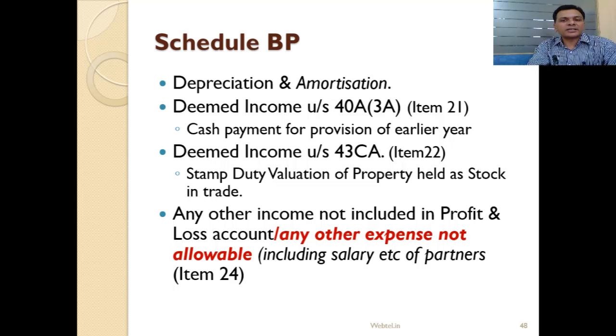Then deemed income under section 43CA, item 22, stamp duty valuation of property held as stock in trade needs to be given. Then any other income not included in profit and loss account. Now this text has been changed. They have added any other expense not allowable. Many a times we were just wondering where other expenses which are not to be allowed needs to be shown. So now they have specifically written here any other expense not allowable, including salary, etc. of partners, etc.